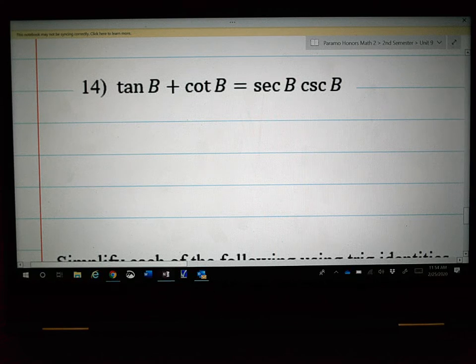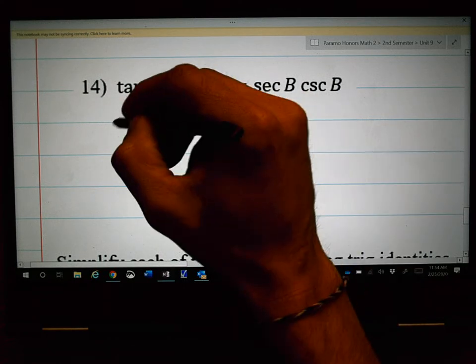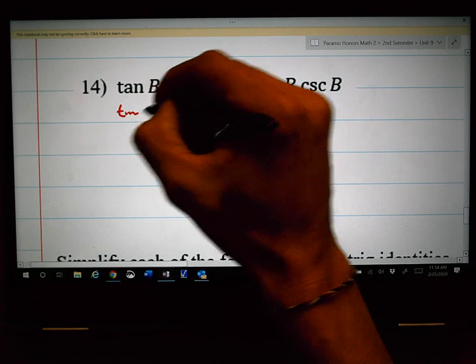Which side is messier? Which side would you work with first? Left side or right side? Left side people, raise your hand. Right side people, raise your hand. Oh, come on. Let's do it. We're going to leave this alone. We're not going to touch it.